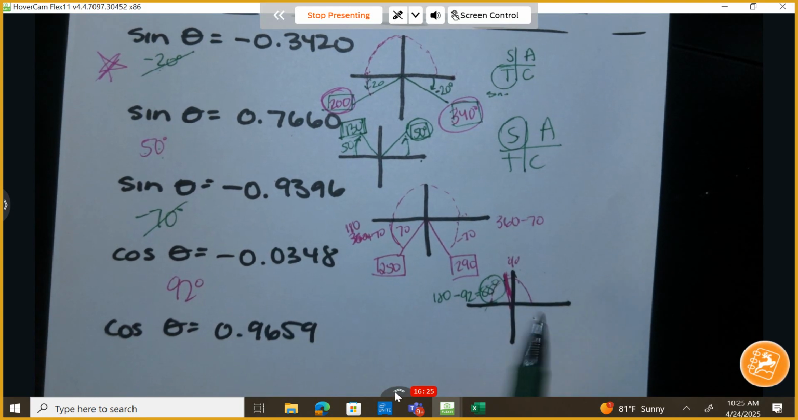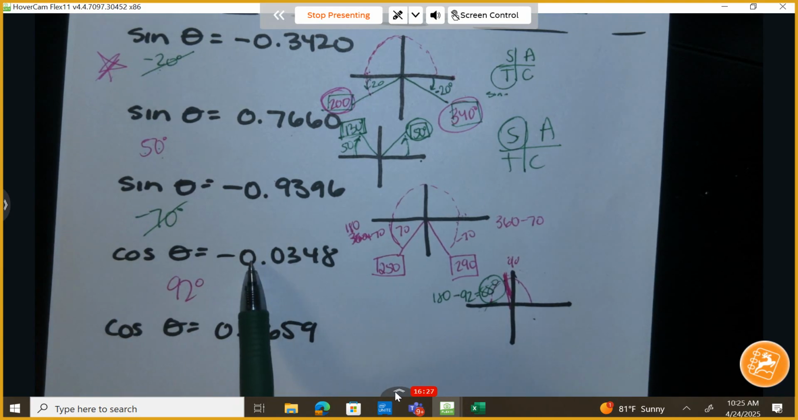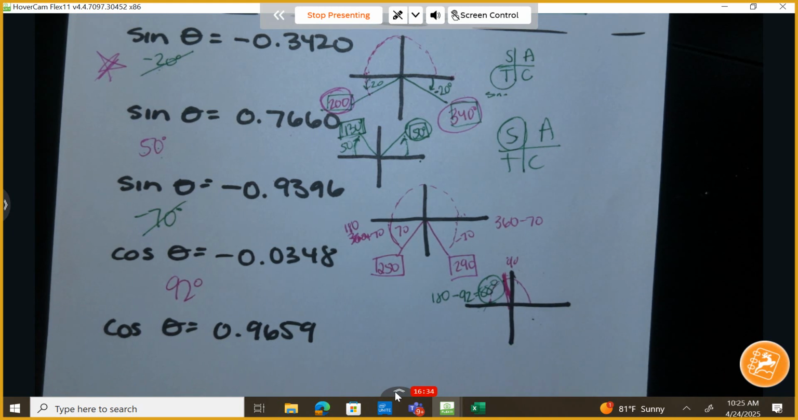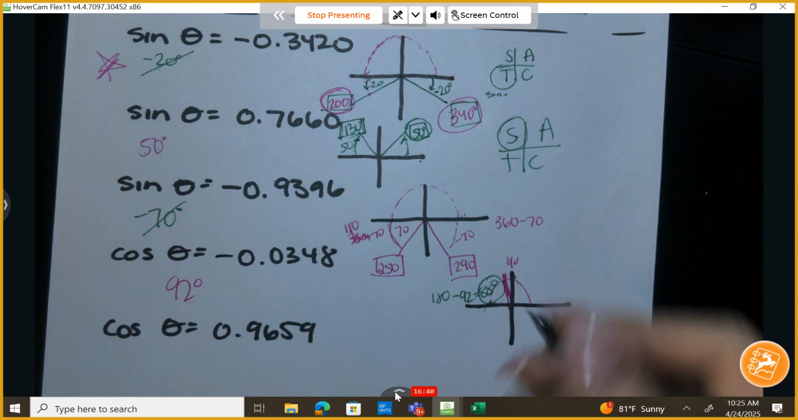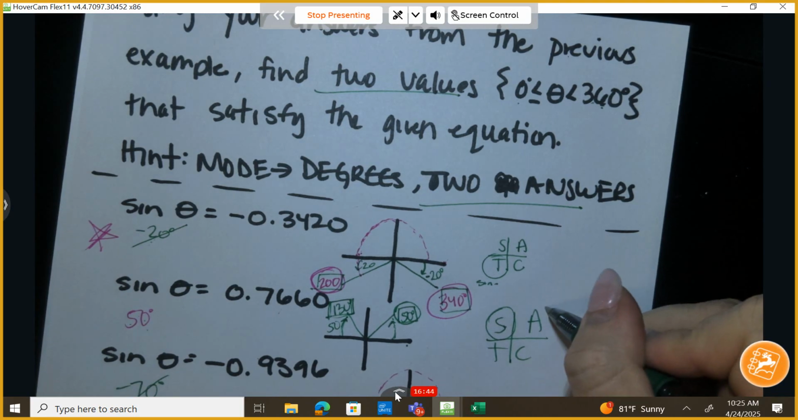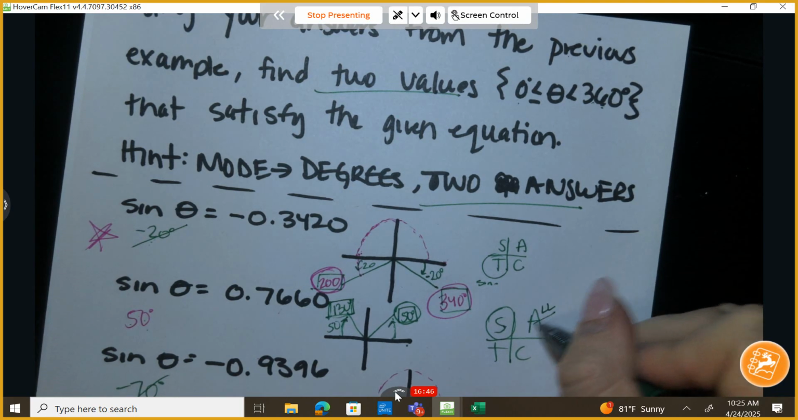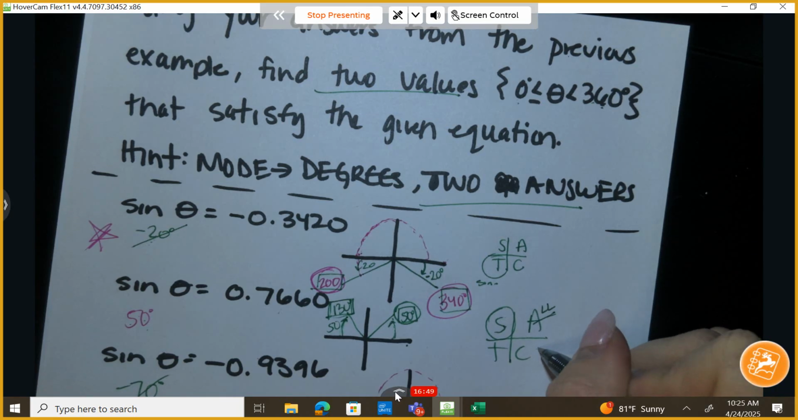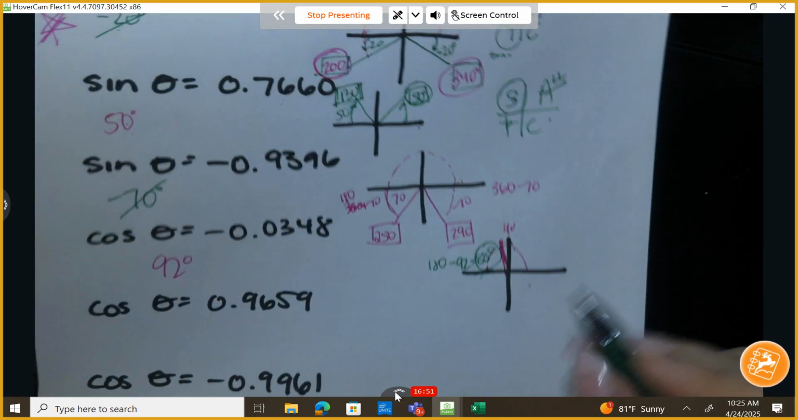What other quadrant is the cosine negative? 1, 3, or 4? Where are the cosines negative? There is another quadrant. No. Okay? All-star trig class. So cosines are always positive in quadrant 1 and positive in quadrant 4. That means 2 and 3 is where they're negative.